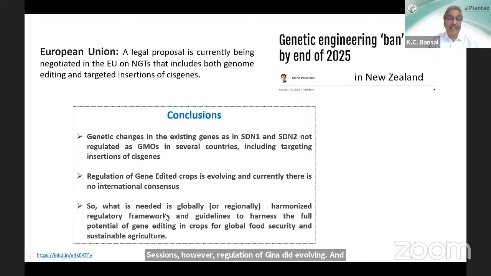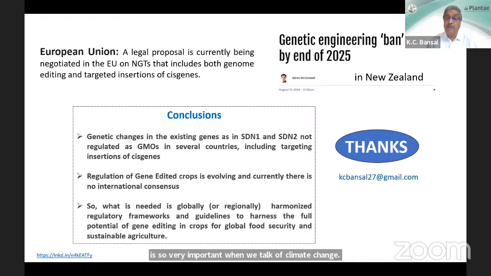So therefore, what is needed is globally, or even regionally for that matter, I would prefer globally overall. I'm sure we all will prefer, because we need to have free trade, and these guidelines should be all similar around the world, to be harmonized, have a harmonized regulatory framework or guidelines to harness the full potential of genome editing in crops for global food security and sustainable agriculture, which is so very important when we talk of climate change.